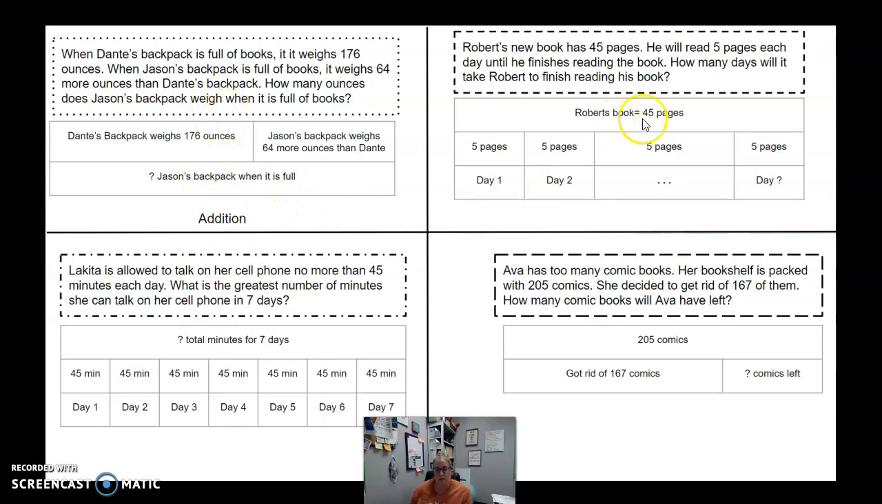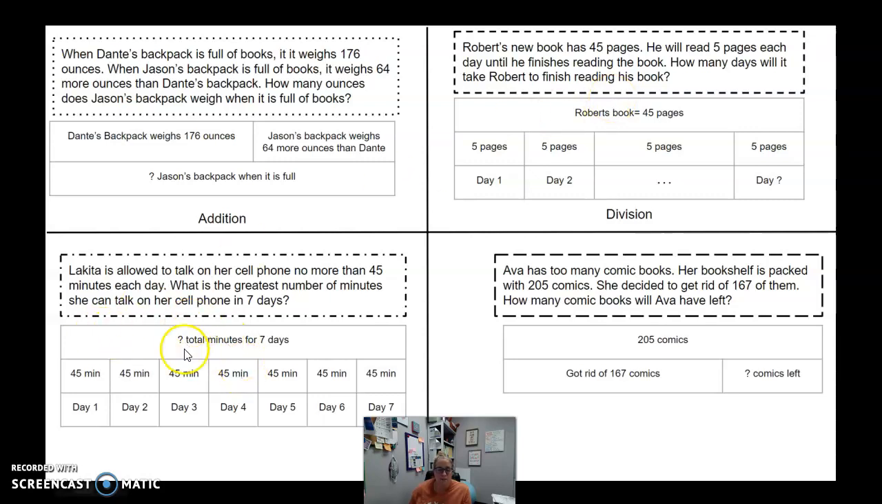Let's look at this one. I know that Robert has a 45-page book, and that he's going to read 5 pages every single day. So he reads 5 pages here, 5 pages here, 5 pages here, 5 pages here, and then finally, the very last day, 5 pages here. But I want to know how many days that is. So I'm starting with my whole, or my total, and I'm sharing it equally among every day, and each day gets 5 pages. So since I'm sharing it equally, that tells me that I am going to do what? That's right, I'm going to divide, or I'm going to do division to solve this problem.